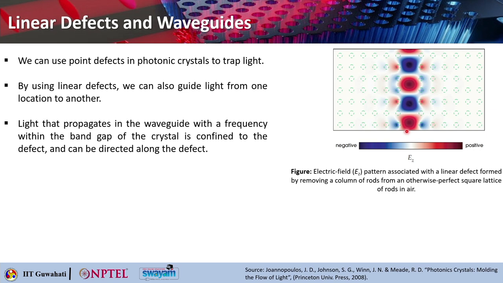So, in this particular figure you can see that for the wave vector ky equals 0.3 (2 pi by a) along the defect, there is a propagation. It means this particular waveguide mode falls within the band gap, and these dashed circles tell you about the position of the dielectric rods which form this particular photonic crystal, right? So, light that propagates in the waveguide should have a frequency within the band gap of the crystal so that it can remain confined by those reflecting walls of the photonic crystal, and then it can be guided along the defect.